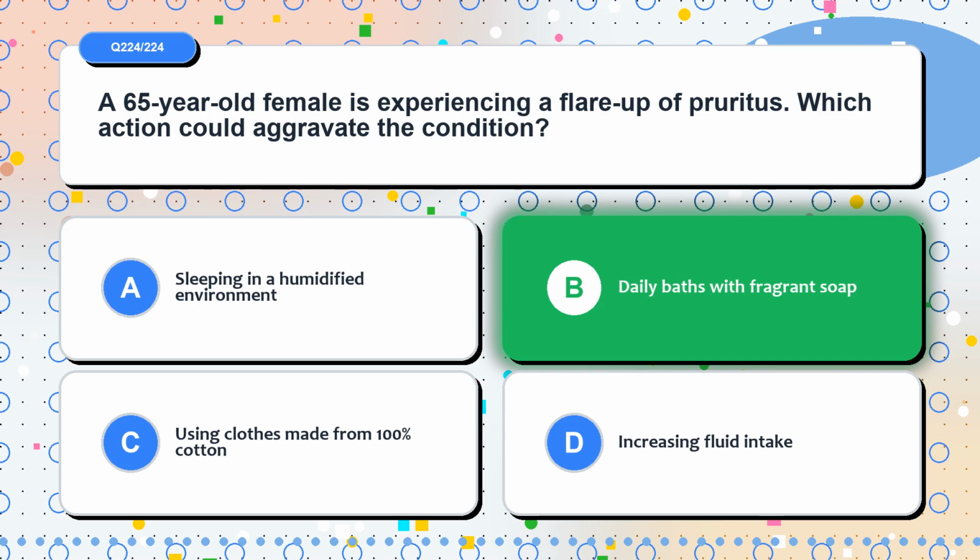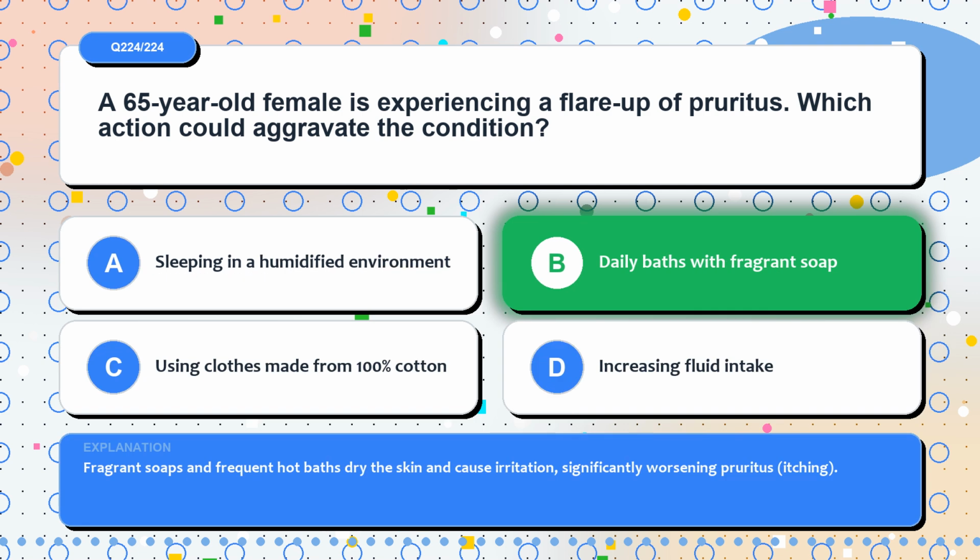The correct answer is option B. Daily baths with fragrant soap. Fragrant soaps and frequent hot baths dry the skin and cause irritation, significantly worsening pruritus, itching.